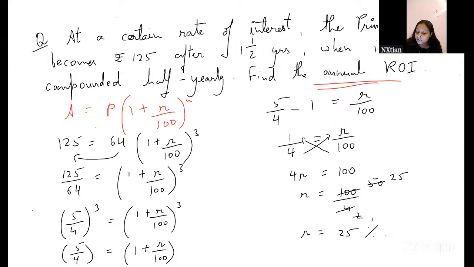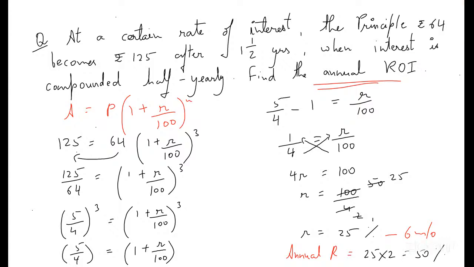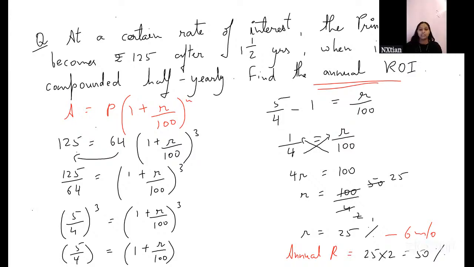So we have the rate for 6 months. This is the rate for 6 months. We will find the annual rate: R equals 25 into 2, that is 50%. For the whole year we have 50%. Hope this part is clear to you all.